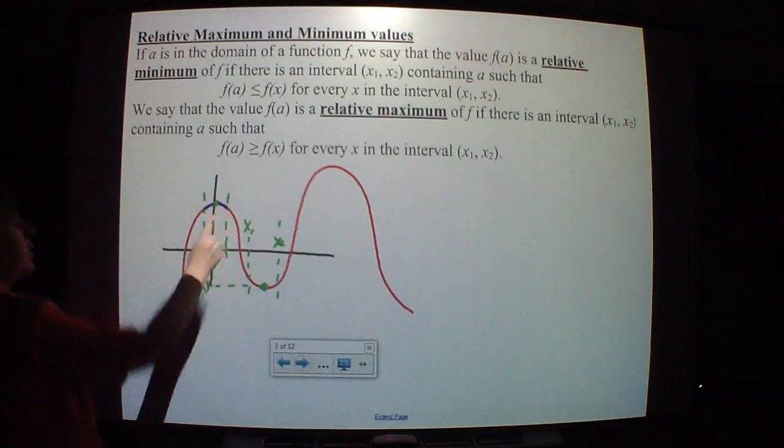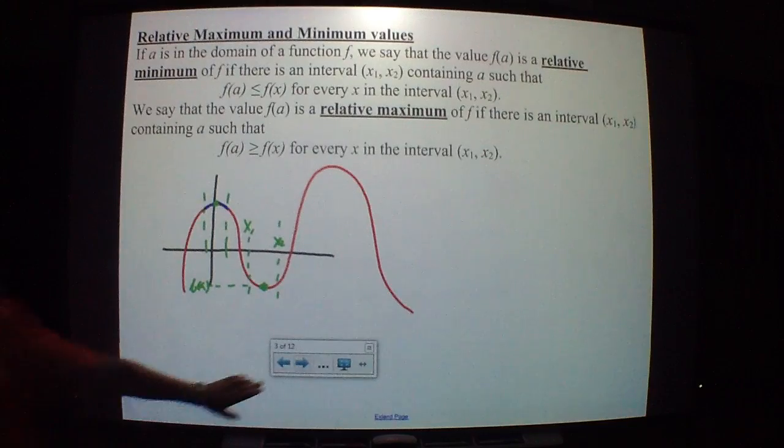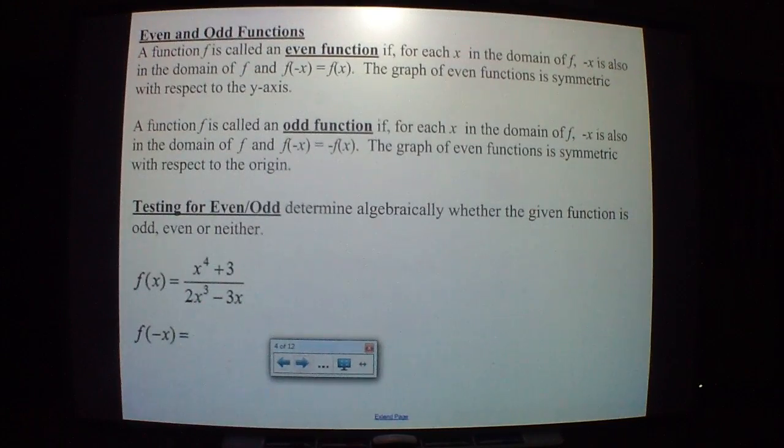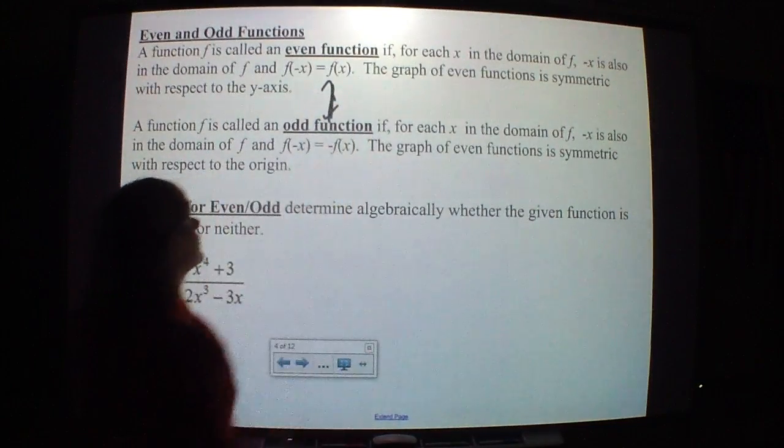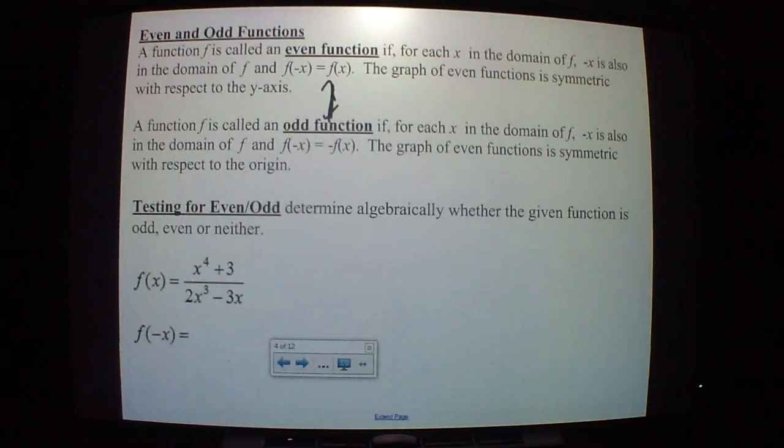And these are also turning points of the graph. Even and odd function. A function's even if for every x in the domain of f, negative x is also in the domain of f. And f of negative x is equal to f of x. And hopefully that looks a little familiar when we were talking about symmetry. An even function, if you graphed it, is symmetric with respect to the y-axis. So the right and left are mirrored images of each other.